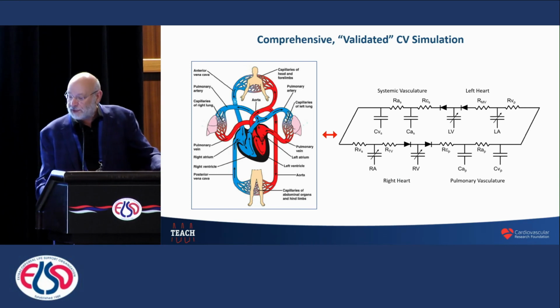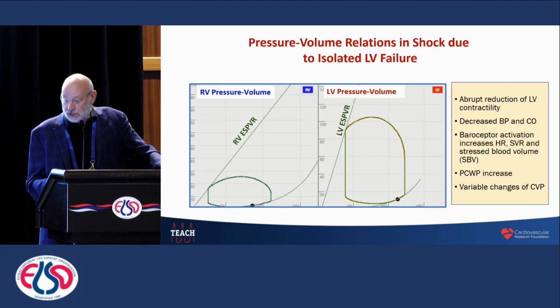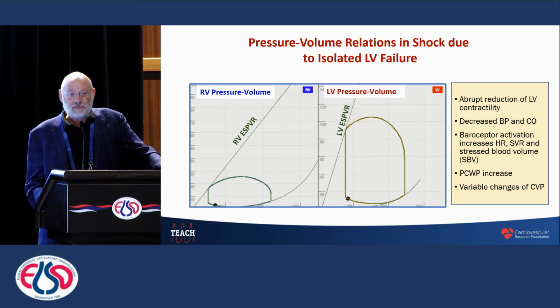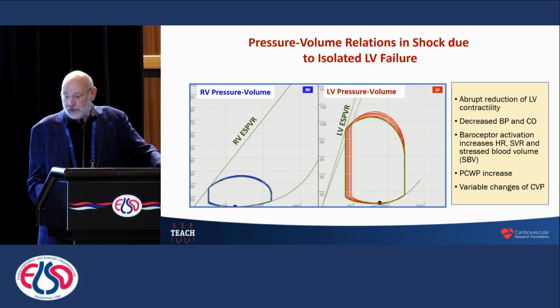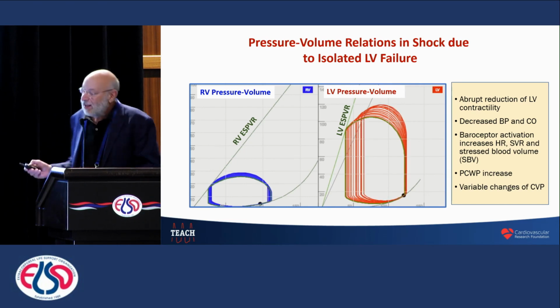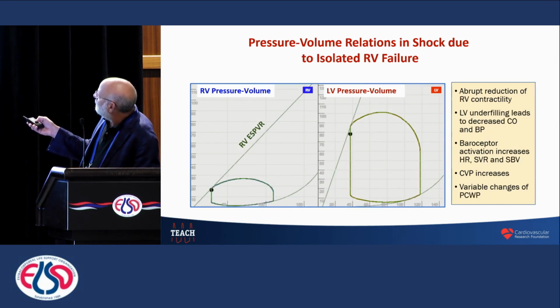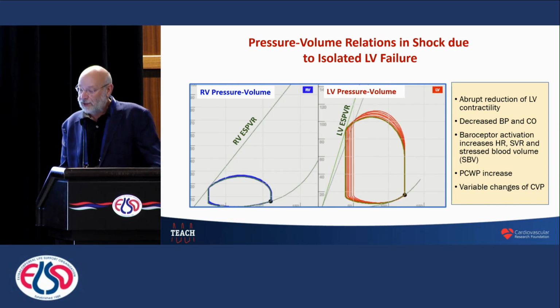These kinds of models can be represented by a series of differential equations that can be solved in real time to generate real-time simulations of the cardiovascular system. So here's how we would simulate the cardiogenic shock of isolated left ventricular failure. You see on the left ventricular side the end-systolic pressure volume... sorry, let me go back. There we go. The end-systolic pressure volume relationship of the left ventricle is going to decline, indicating the abrupt reduction in ventricular contractility.